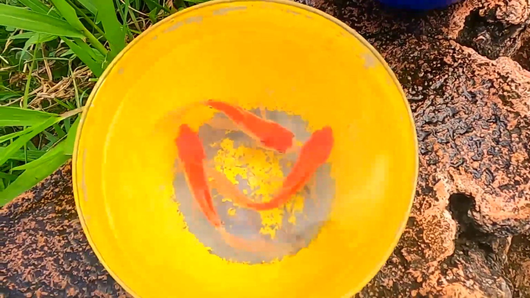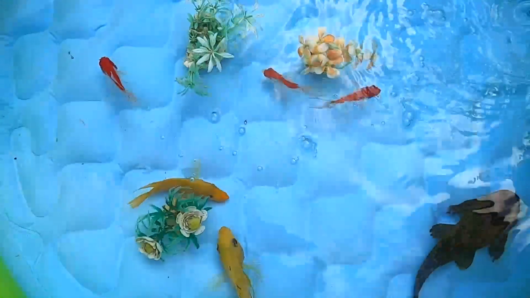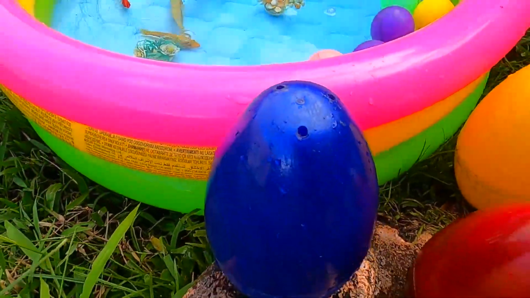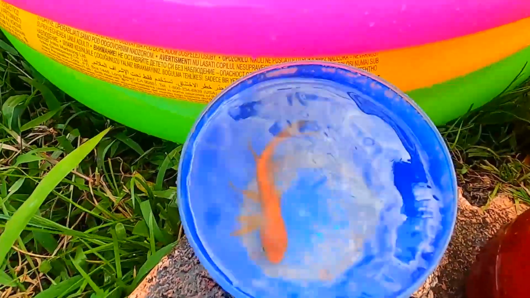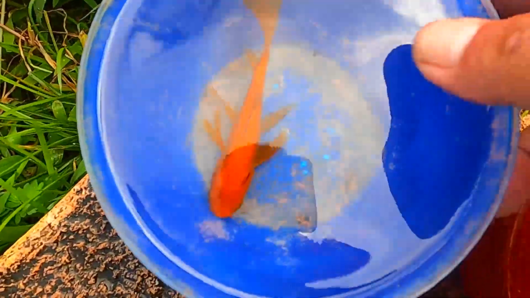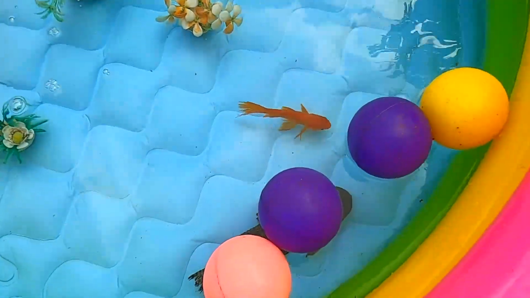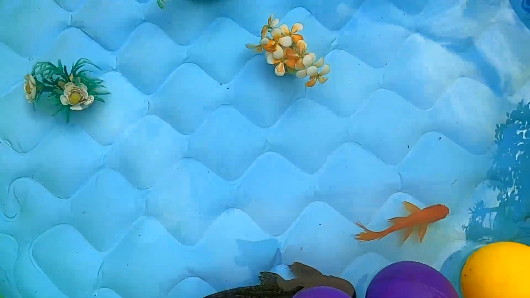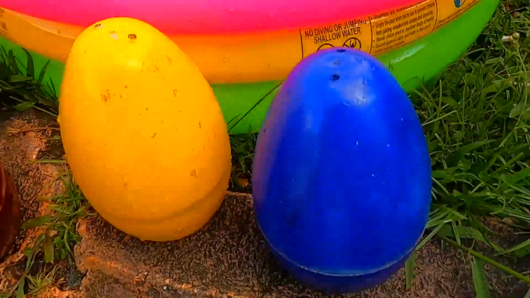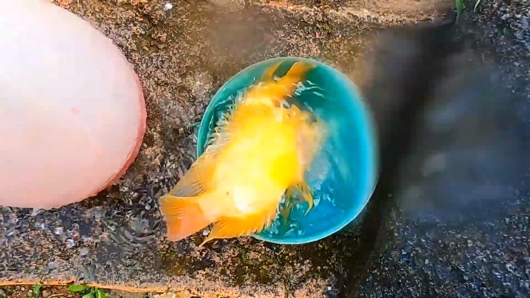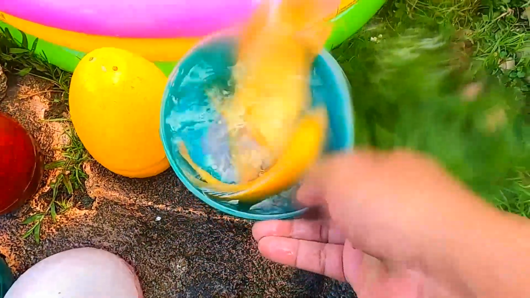Look at this. It is a comb fish. Look at this. It is a comb fish. Goodbye. Look at this. This is a lemon fish. Woohoo!